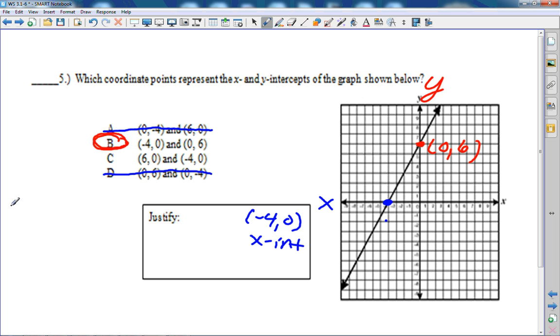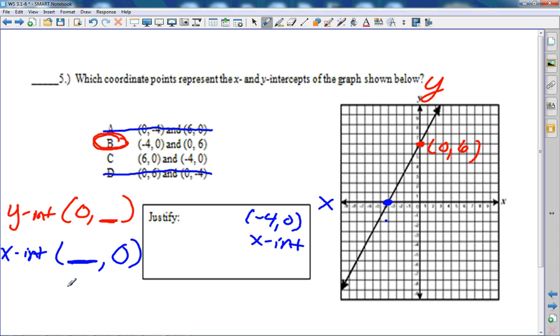Remember that when you're talking about a y-intercept, the x number is going to be 0, and then it's a y-intercept, so the number's got to be in the y. An x-intercept has to have a number in the x column, and in the y it's 0. Right here, you want to make sure you understand this.